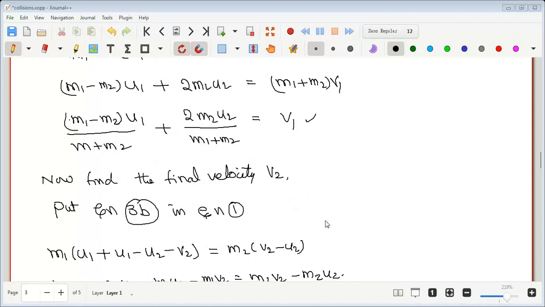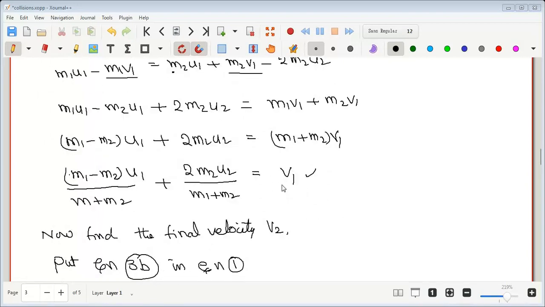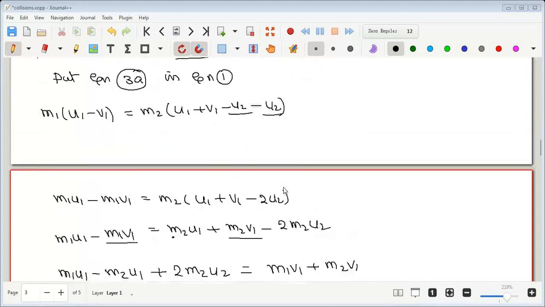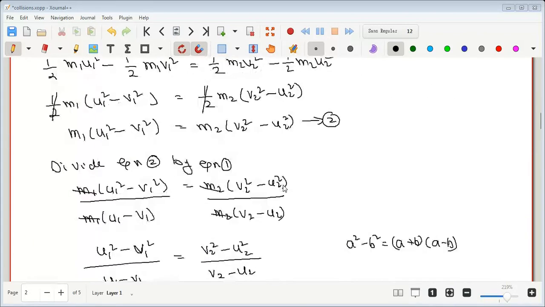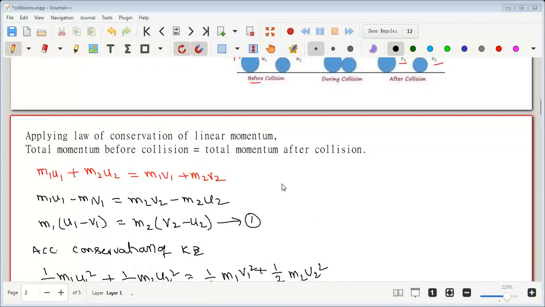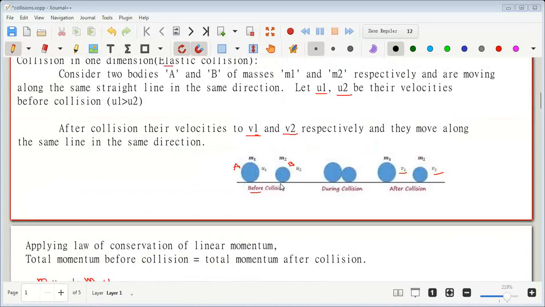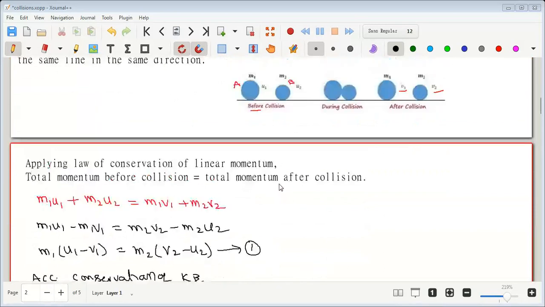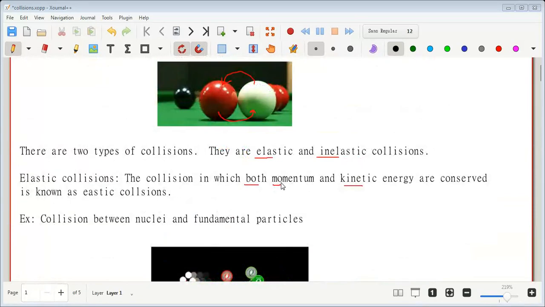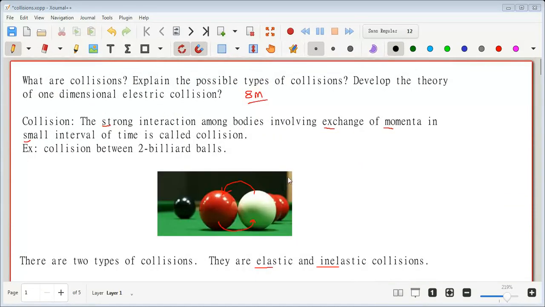This is v2, and v1 we have to prove. So this entire question carries 8 marks in the public examination. So prepare well and write this question, answer this question in your examination. Okay, thank you.